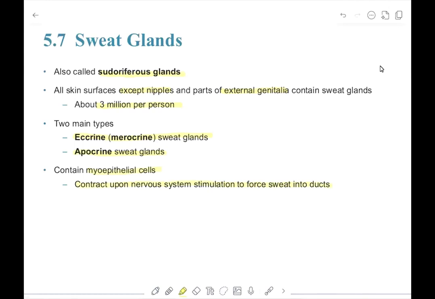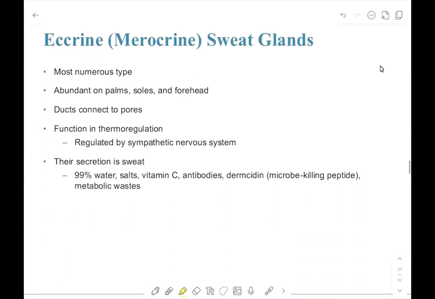So we're going to take a look at the first type, which is the eccrine or the merocrine glands. They're the most numerous type. They're on the palms of the hands, soles of the feet, and the forehead. Undoubtedly, on a really hot day, you felt sweat running from your forehead down into your eyes. That's from these eccrine sweat glands.